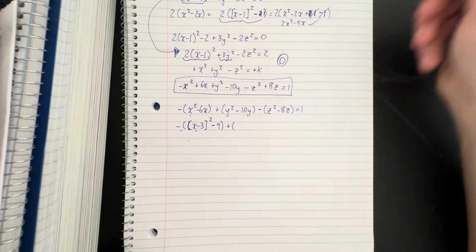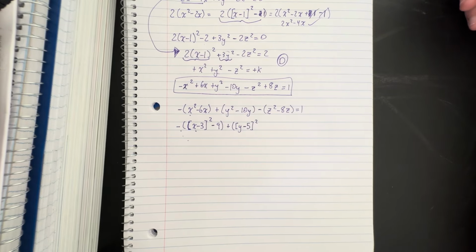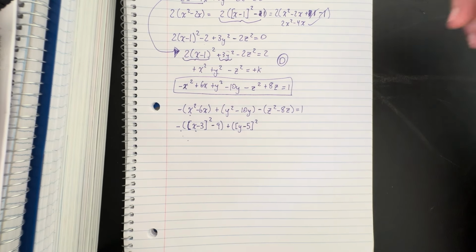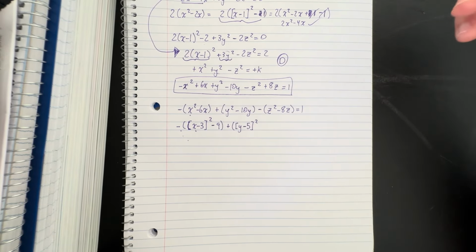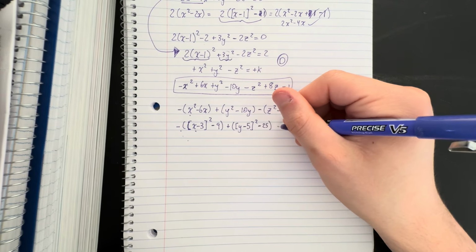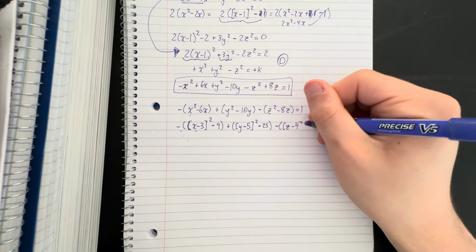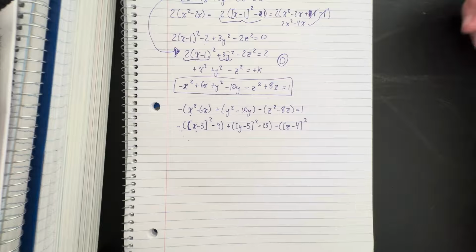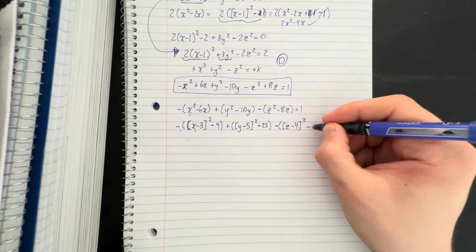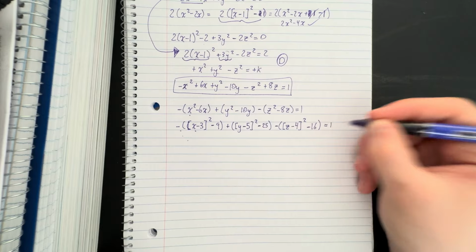This guy, that should be y minus 5 squared, right? You get y squared minus 5y minus another 5y, that's our minus 10y, and then plus 25. But we don't want the plus 25, so we're going to subtract the 25. And then here you're going to have z minus 4 squared, because that's going to go as z squared minus 8z plus 16. But we don't want plus 16. We only want the rest of it, so we're going to subtract the 16. That's going to equal 1.